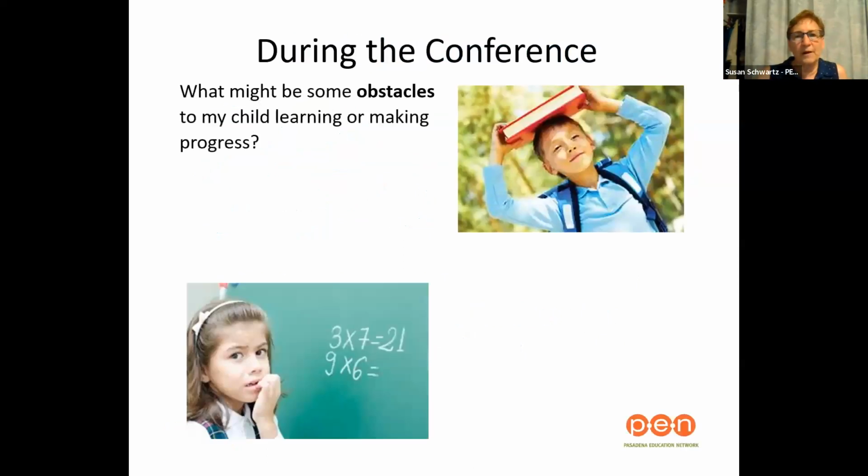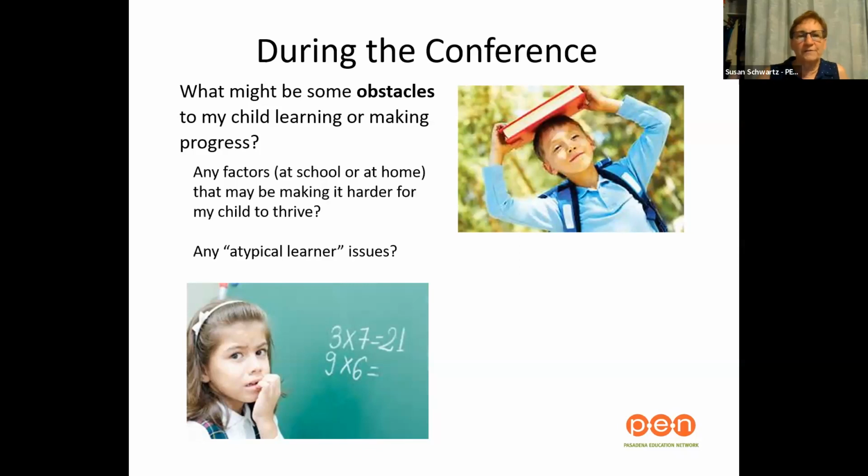And then what else? So, what are some obstacles? There may be factors, either at school or at home, that are making it harder for your child to be successful. Anytime that we are stressed by something, our performance is decreased. So that could be sources of stress in the classroom or at school, or it could be something that's happening outside of school.